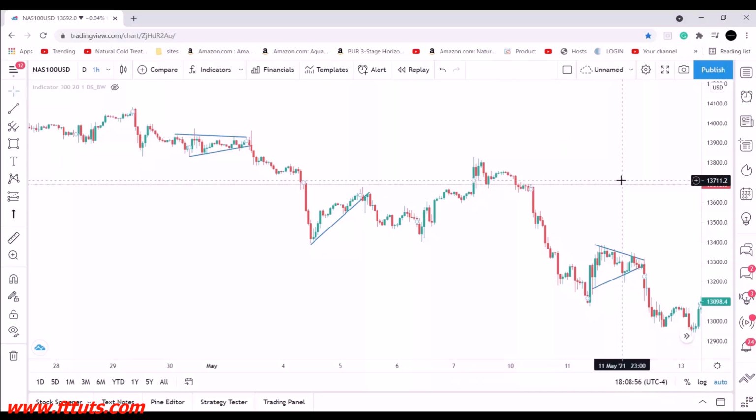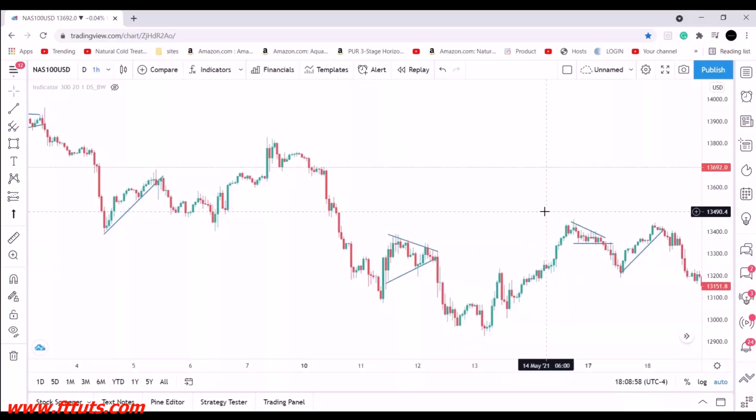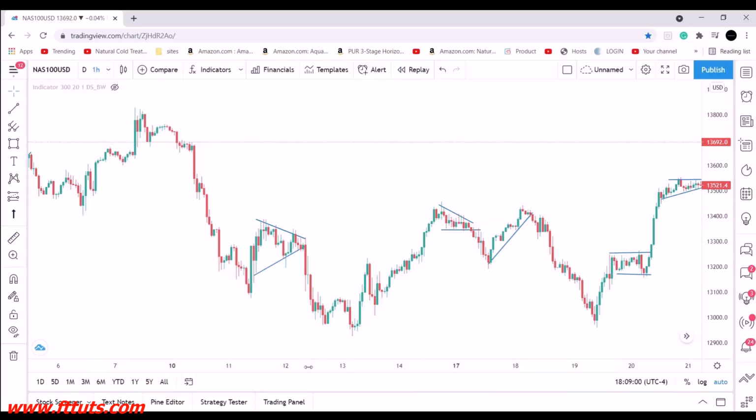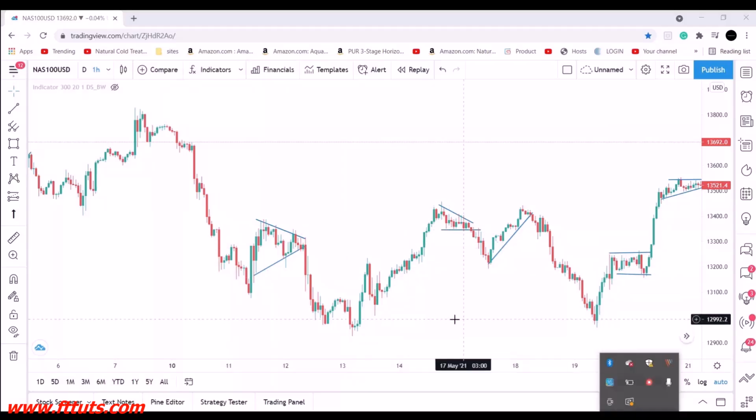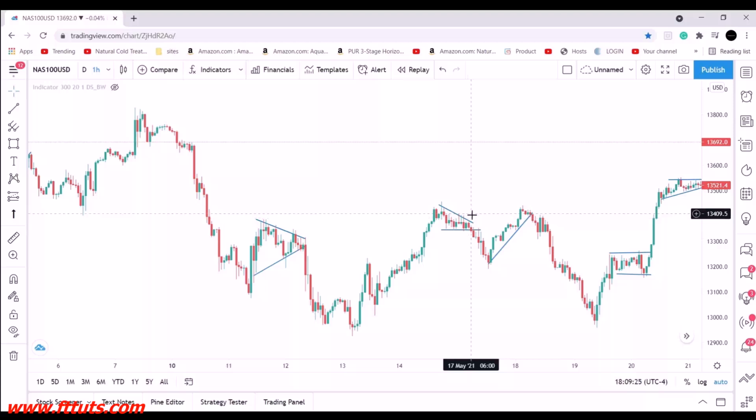Okay, so what do I mean by that? Well, let me see if I can show you a good example. Okay, here's a good example. Notice how the market is going up. Now, I'm not looking for a continuation to the upside. Me personally, when I'm looking at this, I don't care which way it breaks out. As long as it breaks out, I'm looking for a continuation.